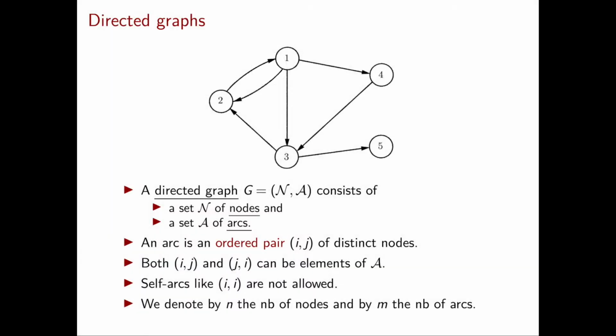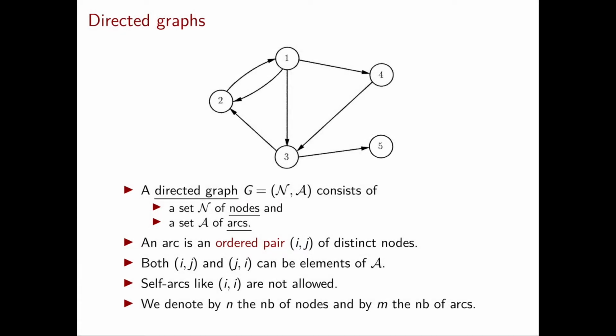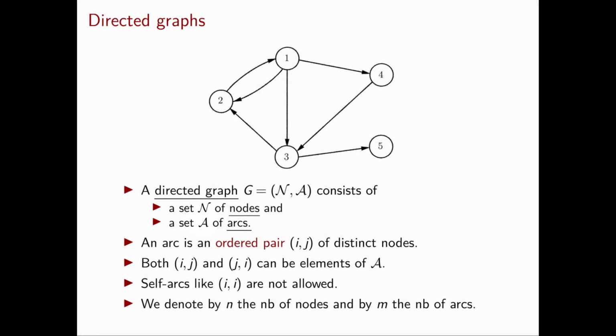Next, let's discuss directed graphs. Like in the undirected case, we start with an example. Here we have again 5 nodes, 1, 2, 3, 4, and 5. But now instead of edges we have arcs. Essentially the difference between edges and arcs is that arcs have a direction, which is visualized in the picture by an arrow. Formally, a directed graph is an ordered pair (N, A), where N is a set of nodes and A is a set of arcs.